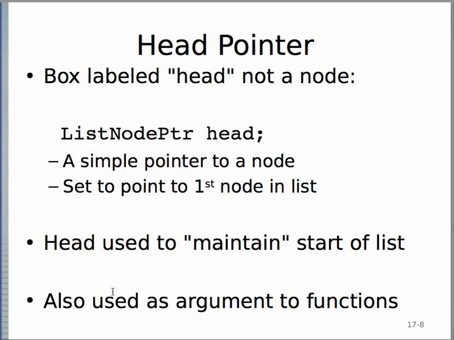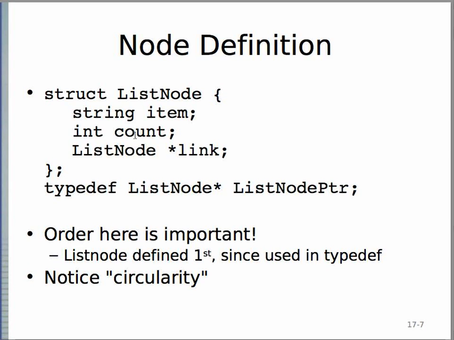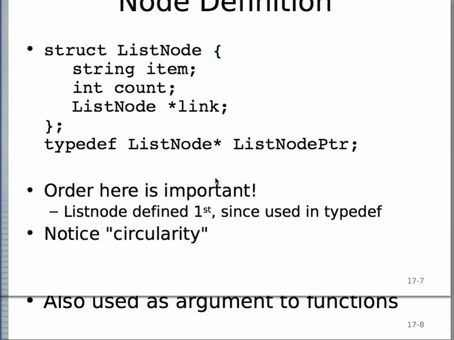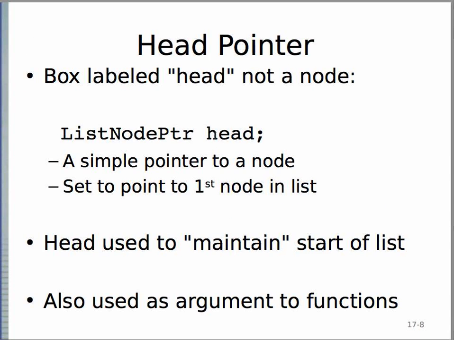So the head pointer, as we saw, this box labeled head, it's not a node, it's a pointer. In the book they use list node pointer. I just use node star head. Okay, same thing. Instead of saying list node pointer head, you could just say node star head. That would work just as well. So head is just a simple pointer. It doesn't have anything inside it, just a memory address really.